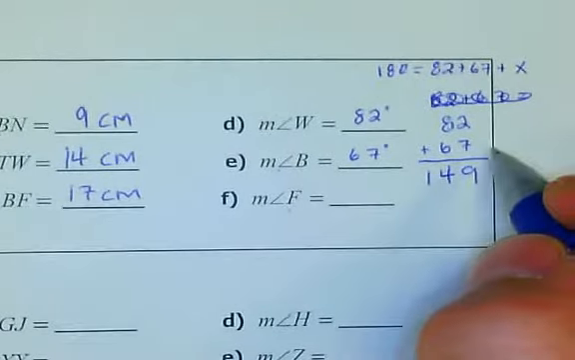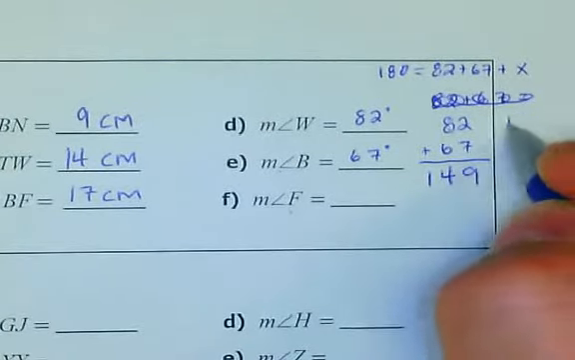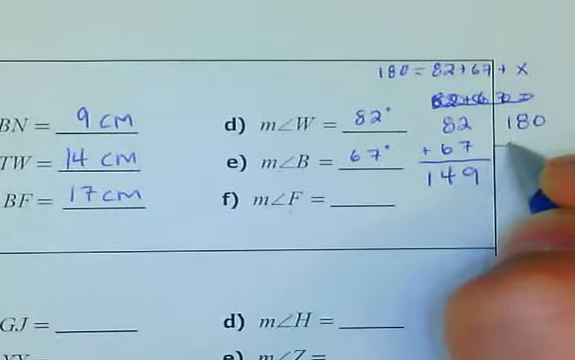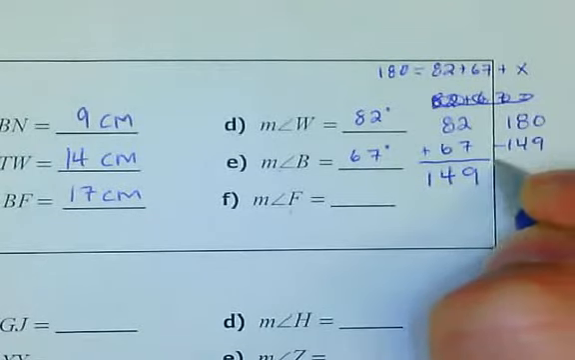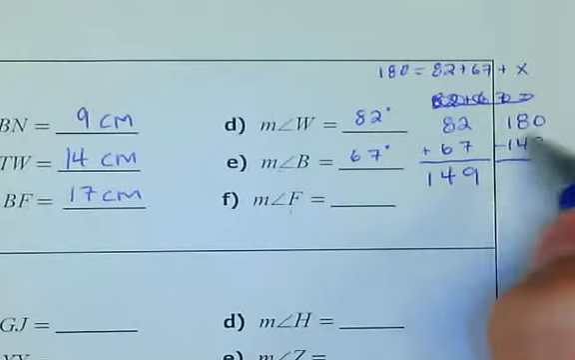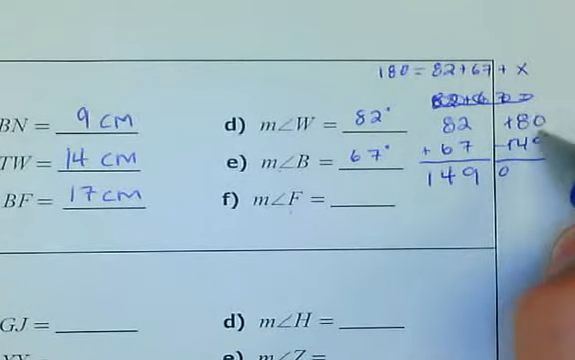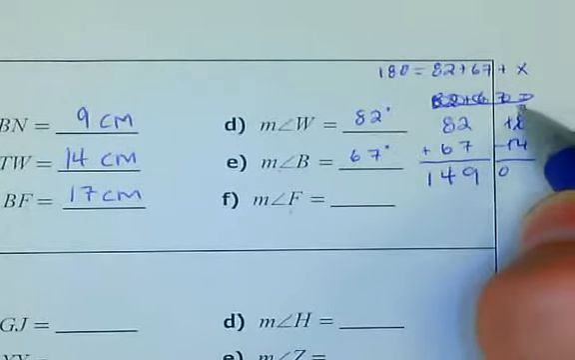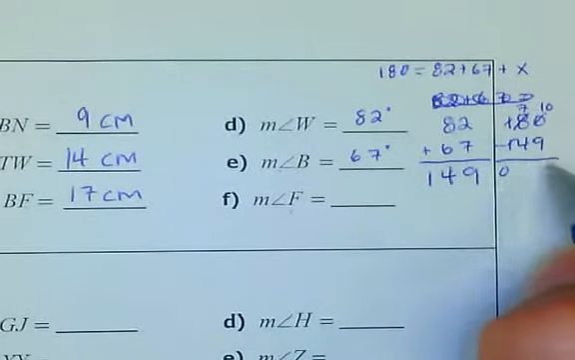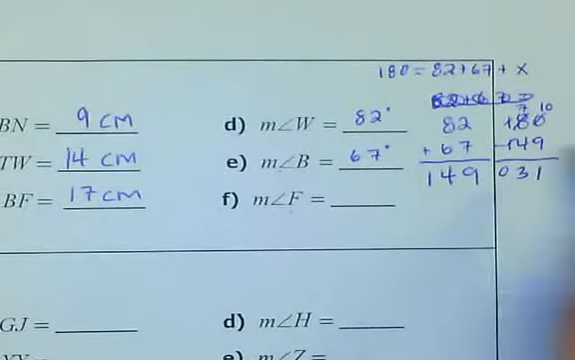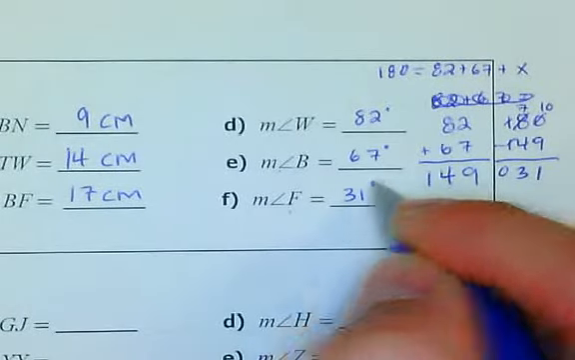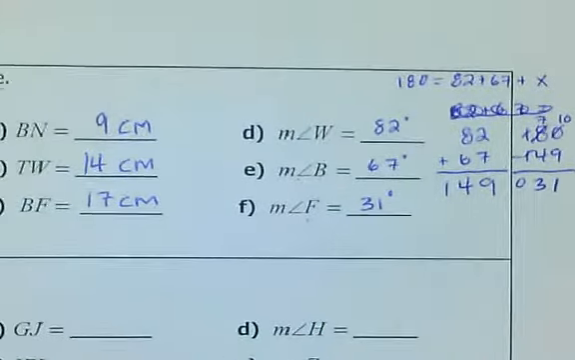Now I have to subtract 149 from 180. Okay, so the 1's cancel out, and it makes 0. 8 minus 4 gives us 4, but look, we have to take 1 away from this 8 and give it here to the 10. So this is a 1, 3, that's 31 degrees. Boom. All done.